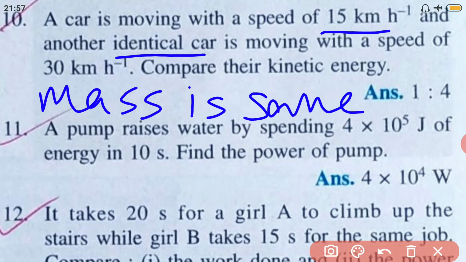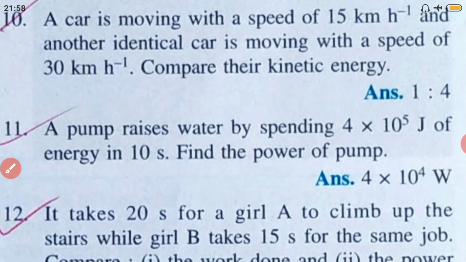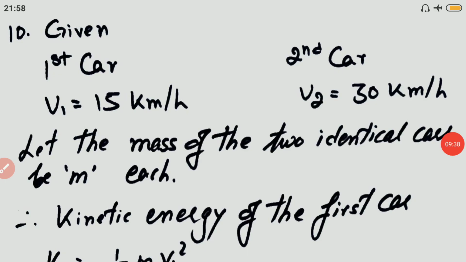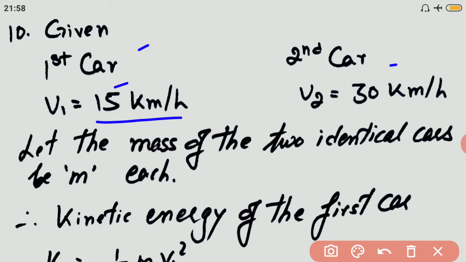The identical car is moving with the speed of 30 km per hour. So again, we have been given two speeds, that is V1 and V2. Compare their kinetic energy. I am supposed to compare their kinetic energy. As you all know, when the word compare comes, we need to find the answer in the ratio form or in the fraction form. Let us try to solve this. So coming to the solution of number 10: given the first car and the second car, the first car's speed is 15 km per hour and the second car's speed is 30 km per hour, right?